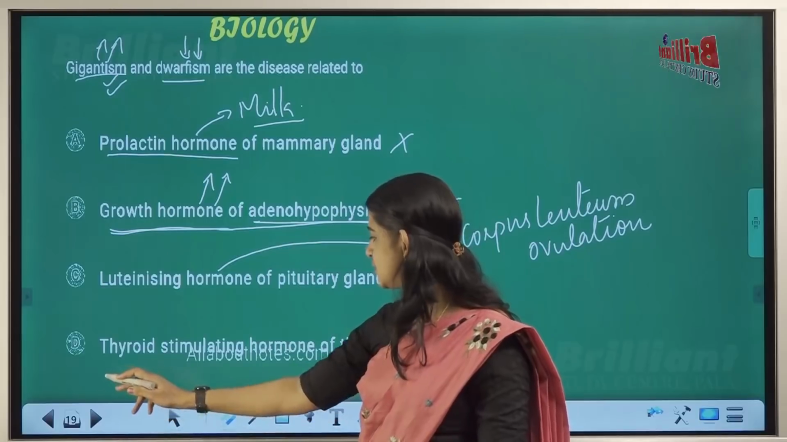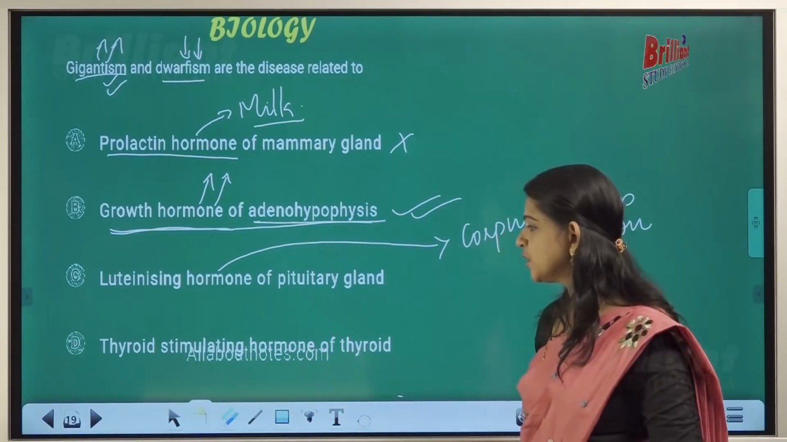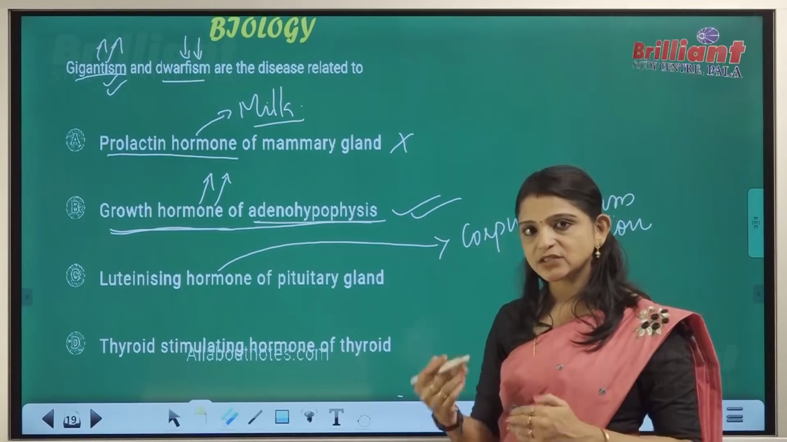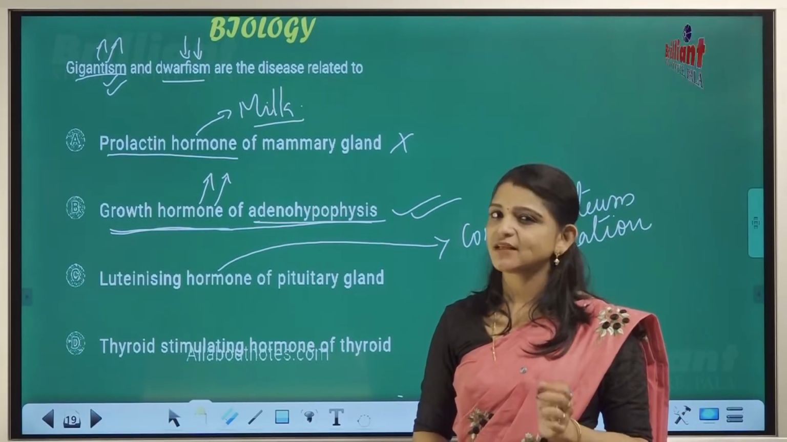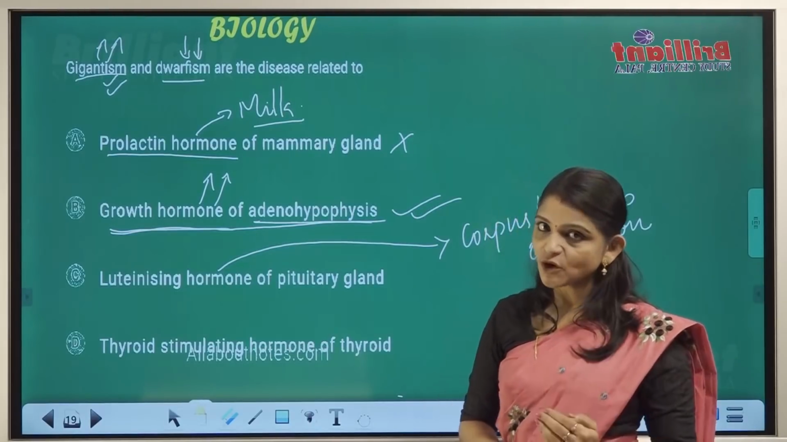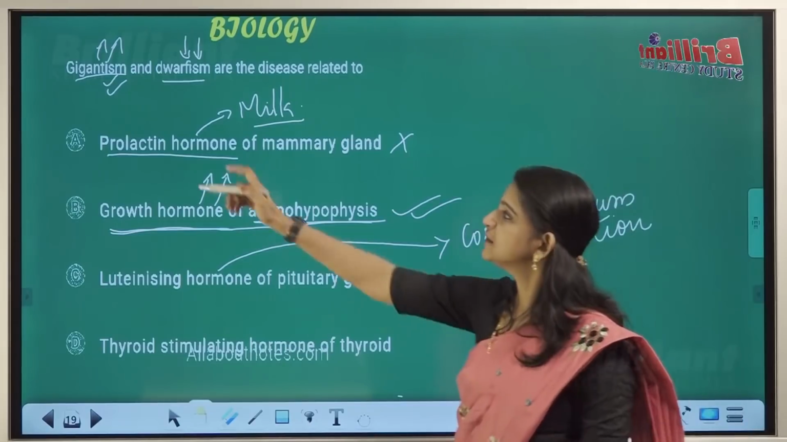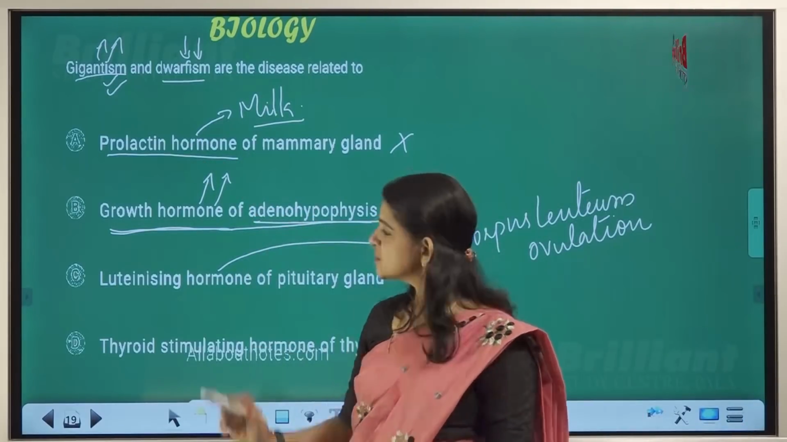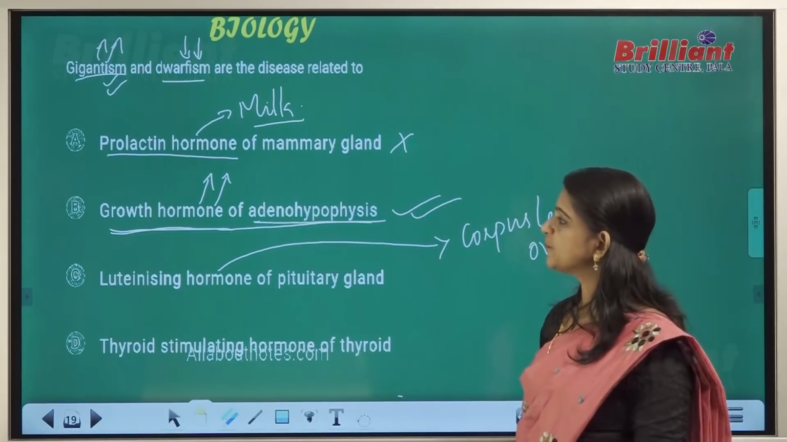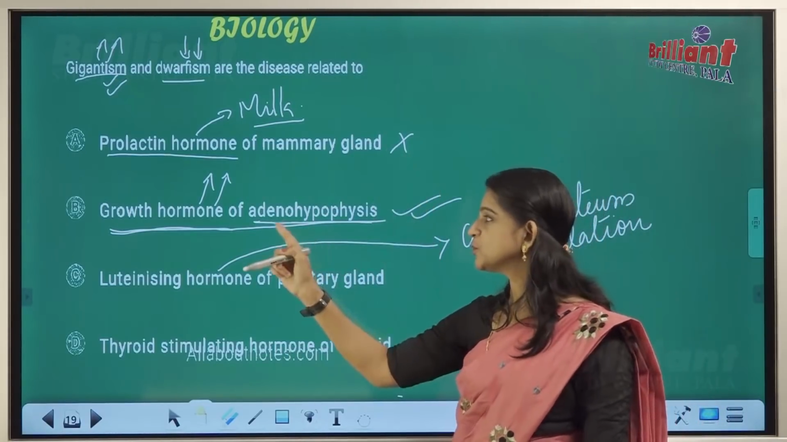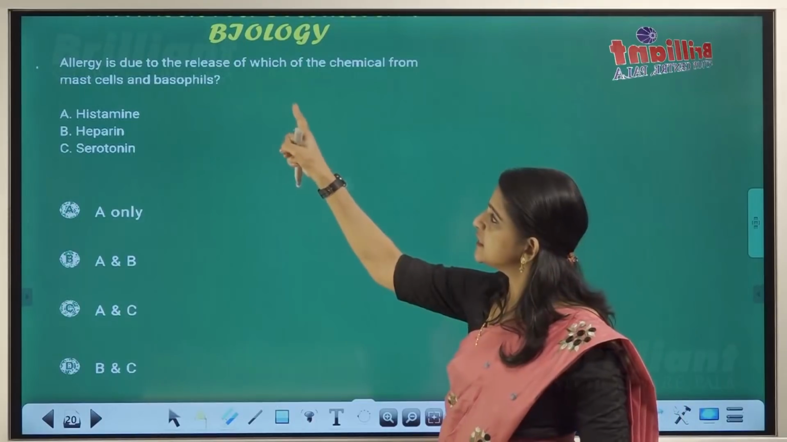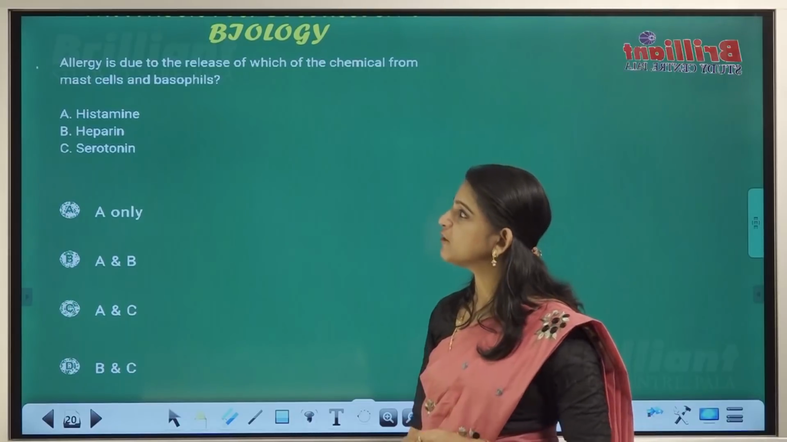Next one, thyroid stimulating hormone of thyroid gland. Thyroid stimulating hormone, you know that it activates thyroid gland to produce thyroxine. It has some impact on the metabolism, but it does not directly affect gigantism and dwarfism. So we can conclude that gigantism and dwarfism are diseases related to growth hormone of adenohypophysis.